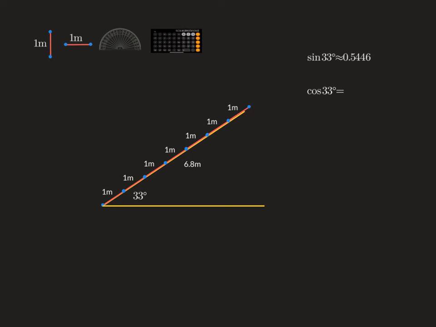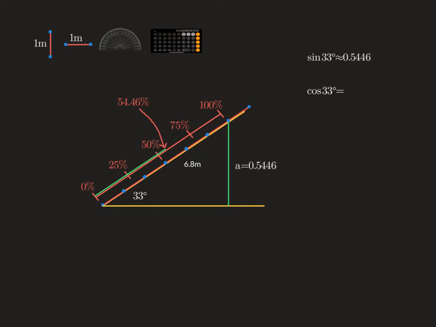Well, if I draw a line straight down from the ramp to the ground, then the height of this line is going to be equal to about 54.46%. So 0.5446 is equal to 54.46% of the length of my ramp. So make sure when you put 54.46% in your calculator, you write it as 0.5446. So it's 54.46 divided by 100. That's what percent means, divided by 100.